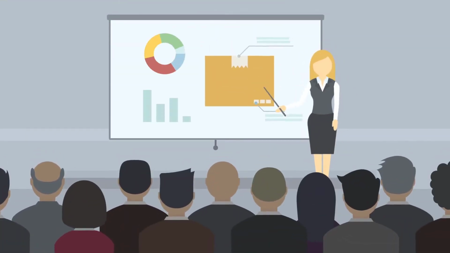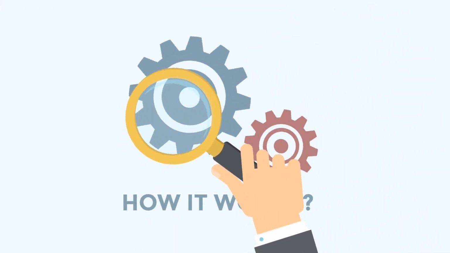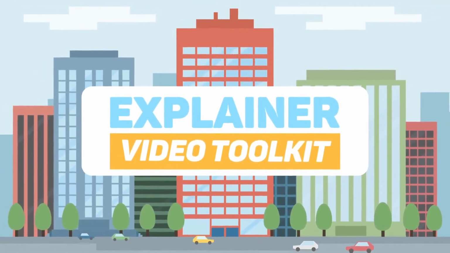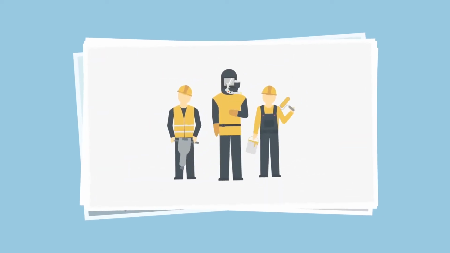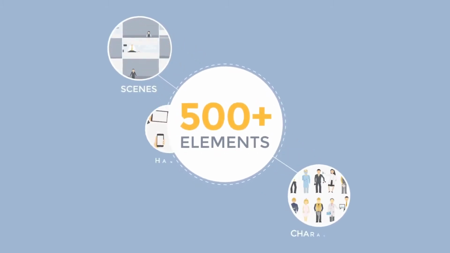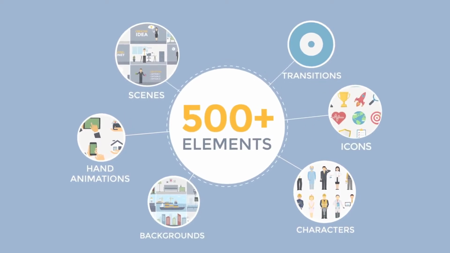The best way to introduce your company or product is to show how it works. Use Explainer Video Toolkit and make a jaw-dropping presentation for your project. You can turn to pre-made stories or create stories of your own. There are more than 500 elements available. These are unique scenes, characters, animations, various transitions, backgrounds, and icons.